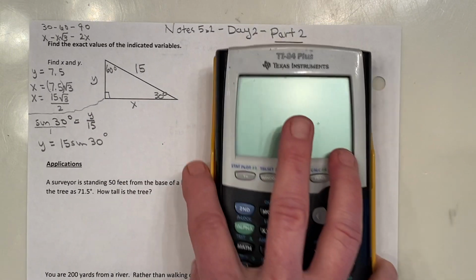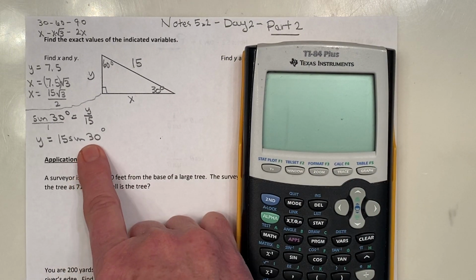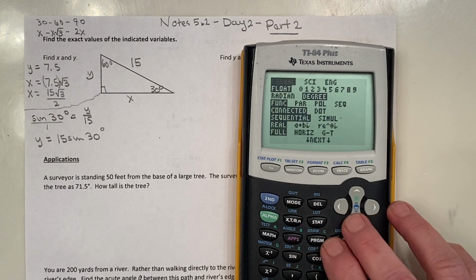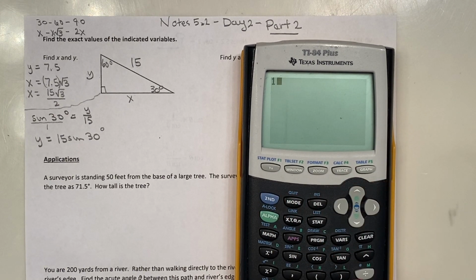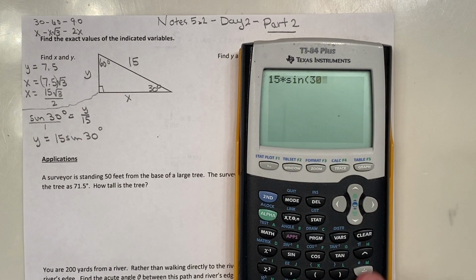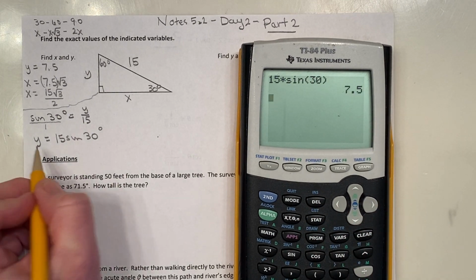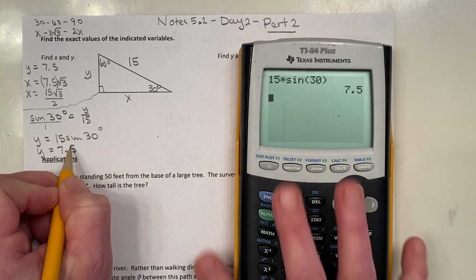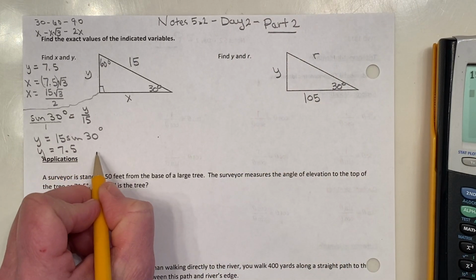If you don't remember what sine of 30 degrees is from the unit circle, which is a half, that's fine. You can just go to your calculator, make sure you're in degree mode. I am. And just do 15 times sine of 30. So we do end up getting 7.5. So that method confirms with the first method.